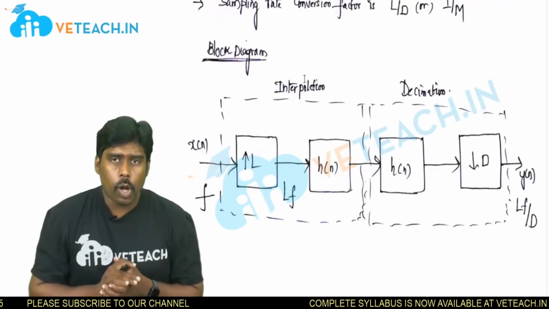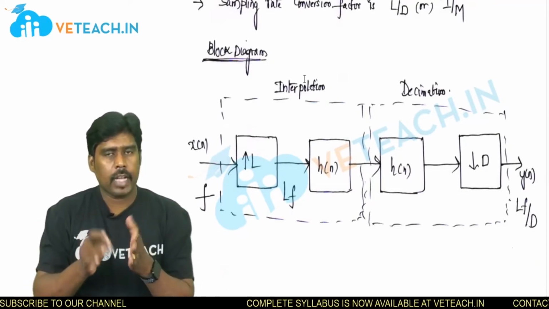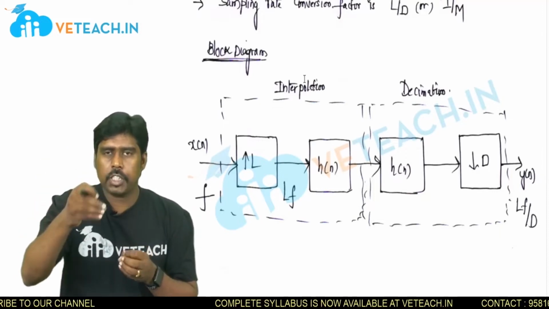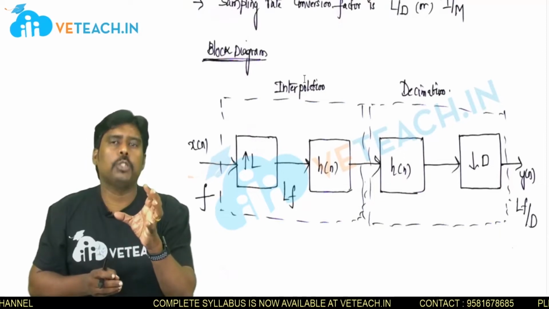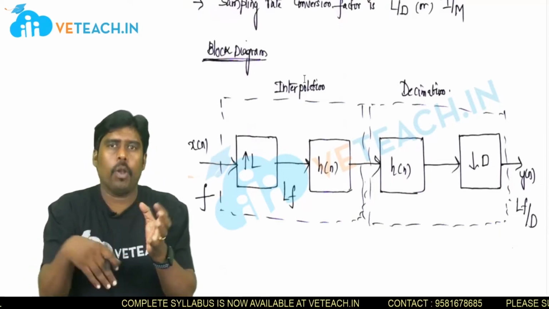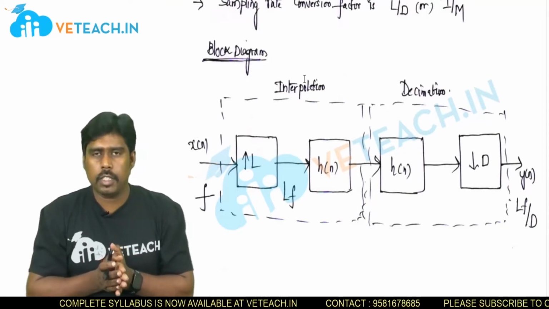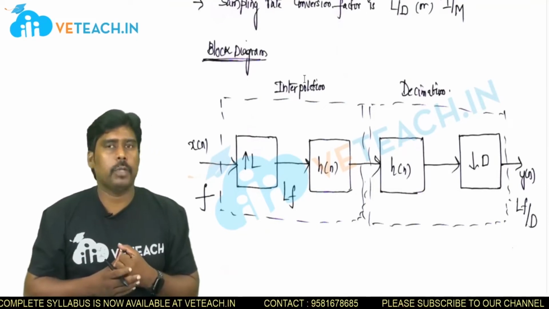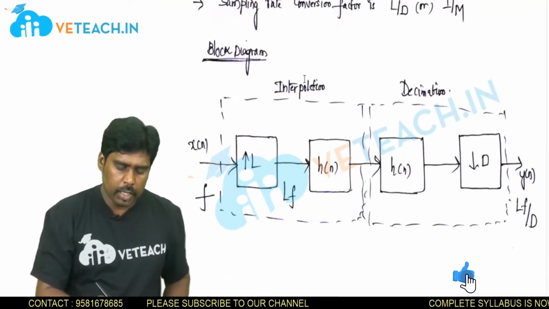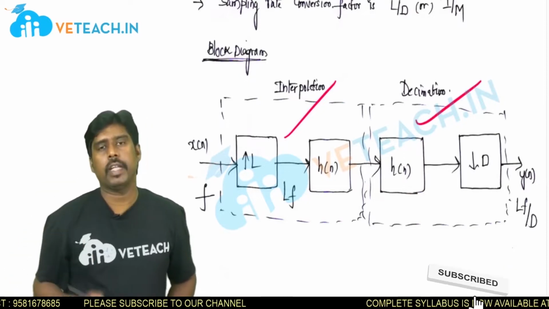Now let us see the block diagram of fractional conversion. In the block diagram, as I told you, decimation and interpolation both are present. So which block should be drawn first and which block should be drawn later? I mean, out of those two operations, which operation should be performed first and which later? Here it is very clear: upsampling is done first, downsampling is done later.